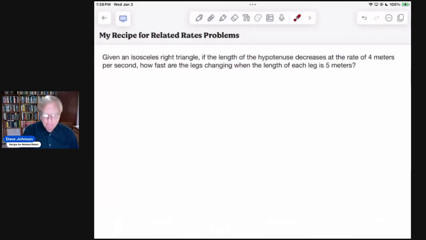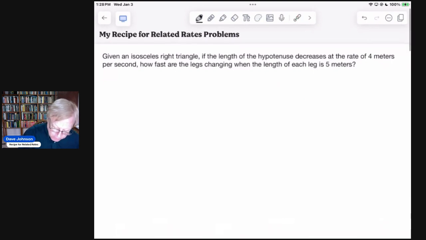So I'll read the problem. Given an isosceles right triangle, if the length of the hypotenuse decreases at the rate of 4 meters per second, how fast are the legs changing when the length of each leg is 5 meters? Well, always read a word problem 2 or 3 times, get a feel for it, even before you try writing equations, before you do any real math on it. Make sure you understand what the problem is saying.